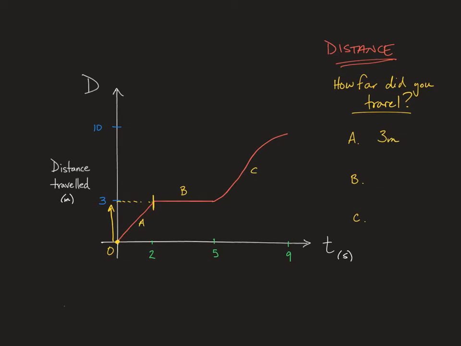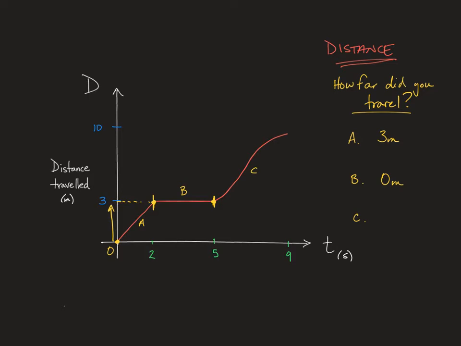Hopefully we match up. We then take a look at segment B, and we notice that B begins where A finishes and seems to end right at that point. If we were to answer the question, how far did you travel in segment B, I'm hoping that we put down 0 meters. My distance did not change. It began at 3 meters, and it ended at 3 meters.